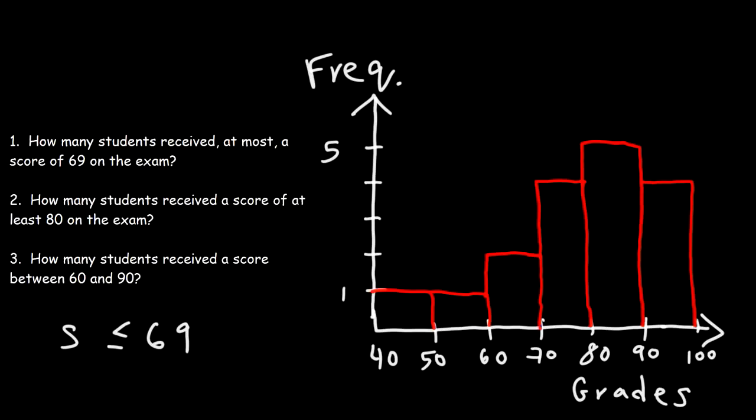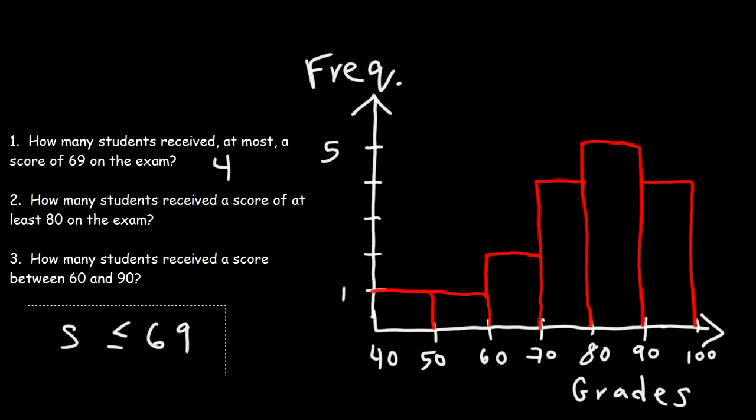So the scores that are below 69 start here, everything to the left of 70. Between 40 and 50, we have 1 student who scored in that region. Between 50 and 60 is 1 student. And between 60 and 70, but technically between 60 and 69, we have not 1, but 2 students. So the total number of students is going to be 1 plus 1 plus 2. Thus we have 4 students who received a score of 69 or less on the exam.